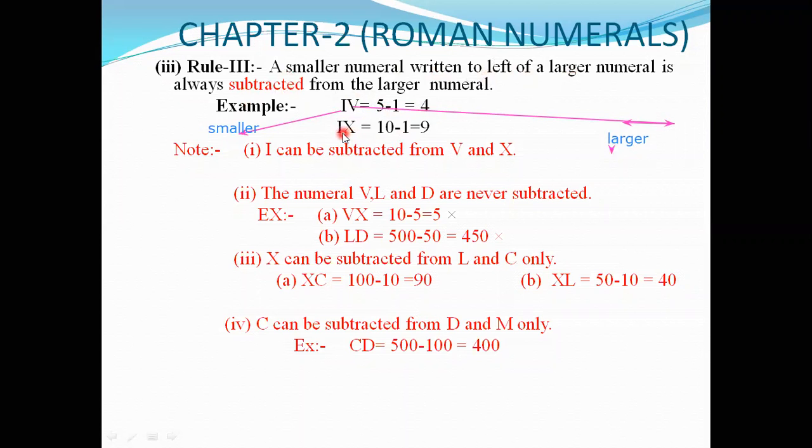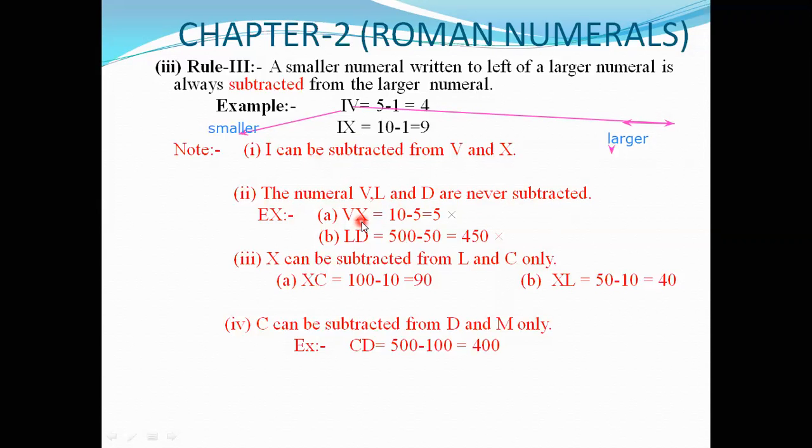X is the larger, I is the smaller. That is 10 minus 1 is equal to 9. I can be subtracted from V and X only. The numerals V, L, D are never subtracted.